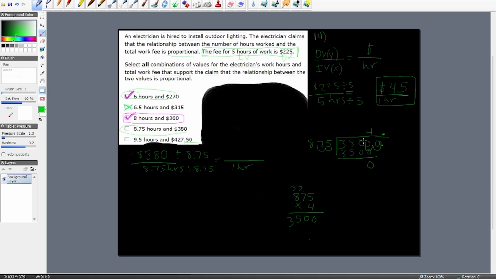0 minus 0 is 0. 0 minus 0 is 0. 8 minus 5 is 3. And that's 0. Let's bring down another 0. And now we're asking, 875 goes into 3,000 how many times? Well, let's try multiplying by 3. Let's see what 875 times 3 is.